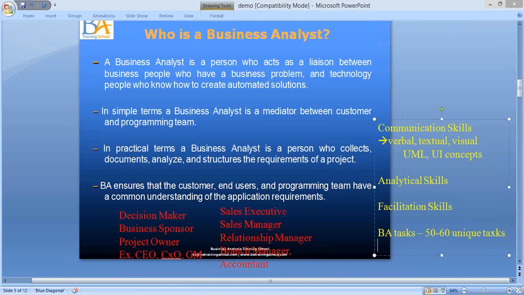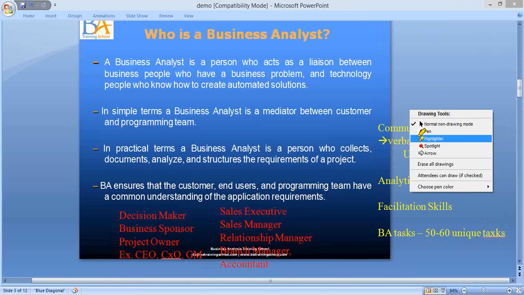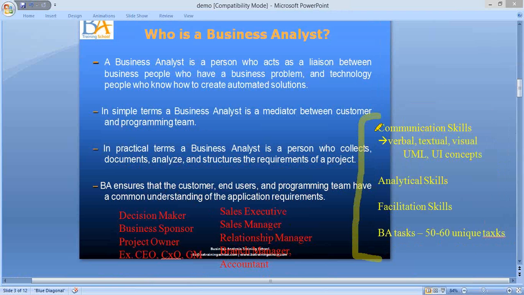Okay. So if you possess these things, then believe me, you can go anywhere in the world and work as an IT business analyst without any external support. And this training is going to be helpful to you in all these ways: how to use your communication skills for a BA job, how to use your analytical skills for the BA job, how to get facilitation skills, and how to learn all the tasks a BA does in a day-to-day job. That is what basically our training is all about.